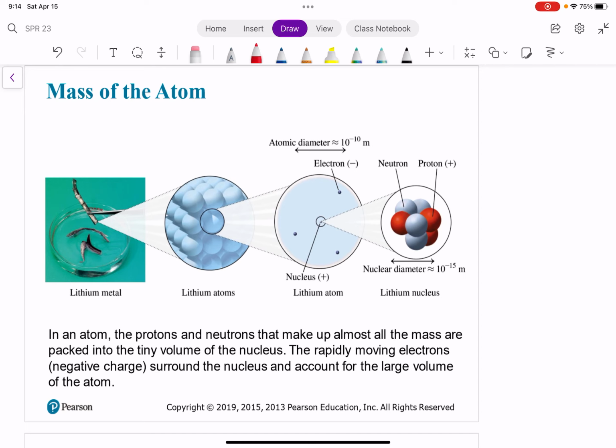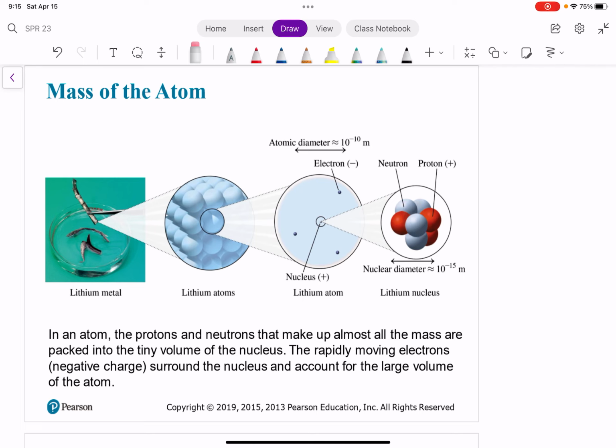Okay, so the mass of the atom. In an atom, the protons and neutrons that make up almost all of the mass are packed into the tiny volume of the nucleus. So you have this atom which has this nucleus with protons and neutrons in it. And those protons and neutrons, what we found, are responsible for most of the mass of the atom. So much of it that we actually kind of negate the mass of the electron because it's so much smaller than the mass of the protons and neutrons.